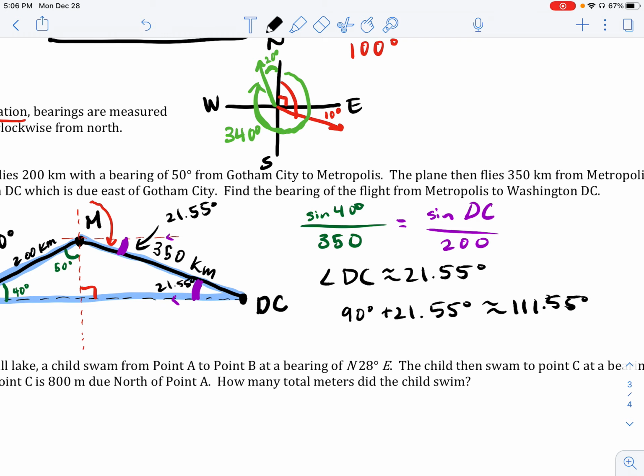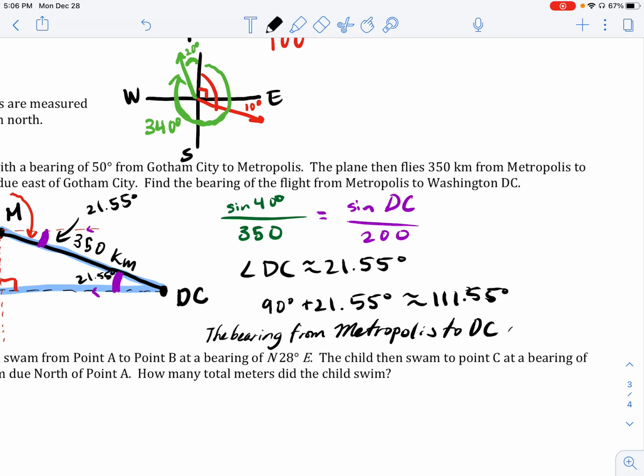And let's write our answer as a sentence, so that way we are clear about what we are exactly stating. The bearing from Metropolis to DC, or Washington, DC, is approximately 111.55 degrees. There's our bearing there. And you should box that, but I'm not going to do that right now.